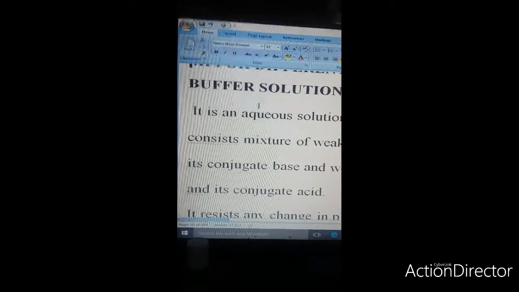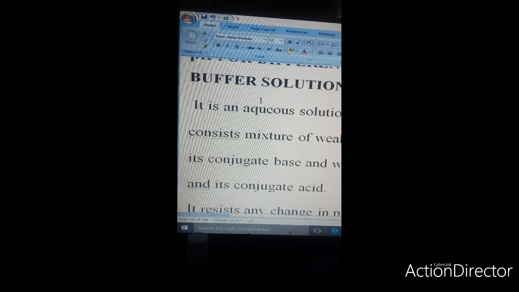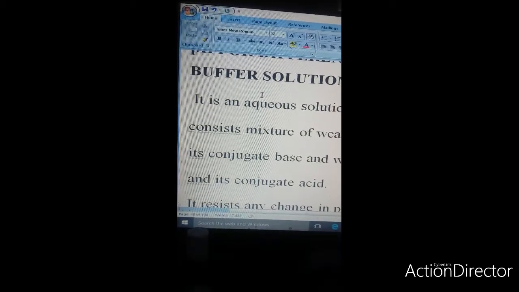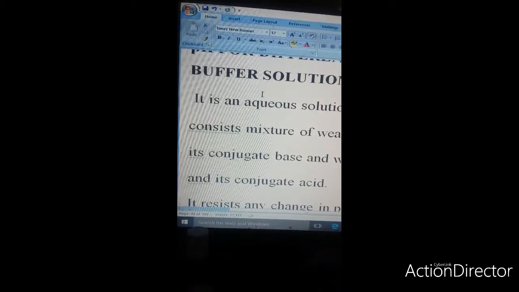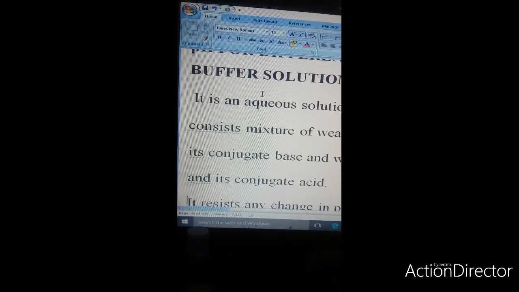In this video, we will discuss what is a buffer solution, what is buffer action, and how you will calculate the pH and pOH of the solution using the Henderson equation. Now let us first talk about the buffer solution.